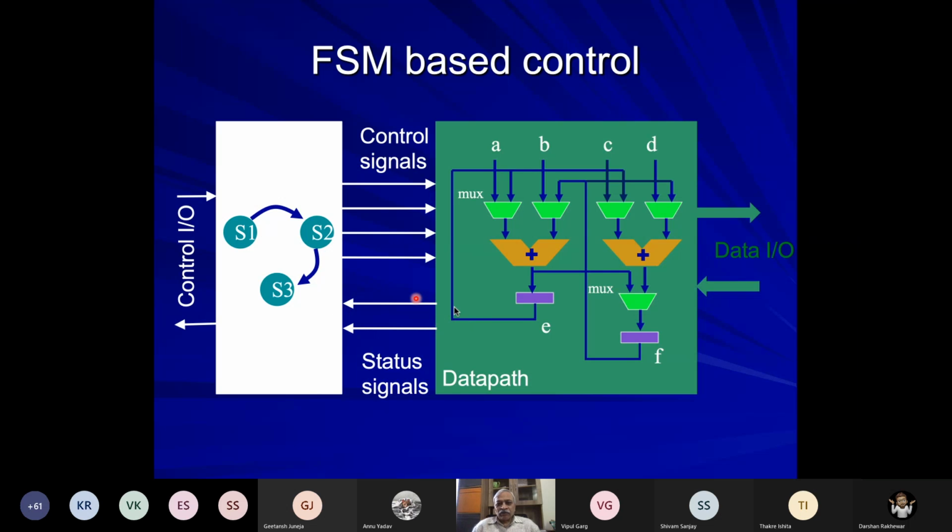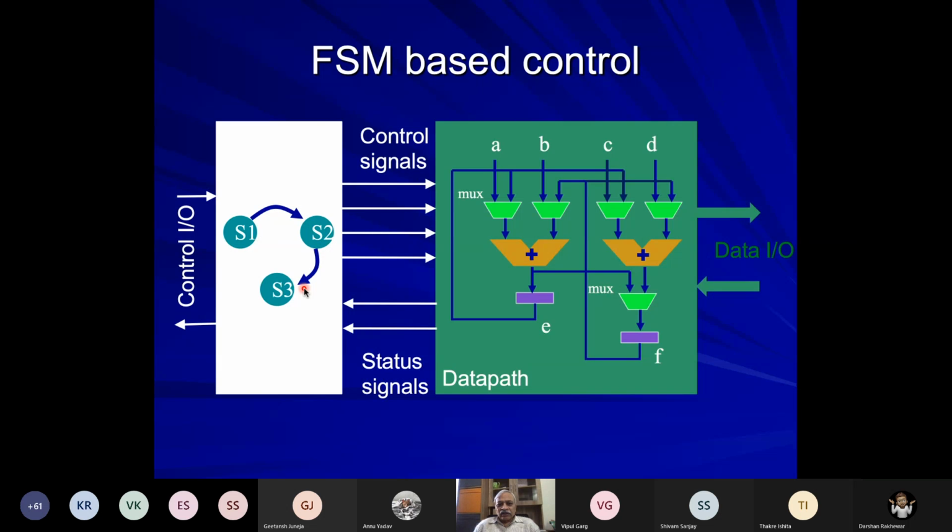And there could be signals going from the data path to the controller, which might make a choice in what is the next state. So the controller could follow a sequence of states, but at some point it may need to decide what is the next state, and that decision could depend upon maybe some comparison that happens in the data path, and the result of that decides what is the next state. So this is a typical approach where the controller is simply a finite state machine.